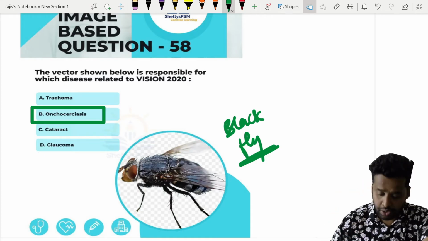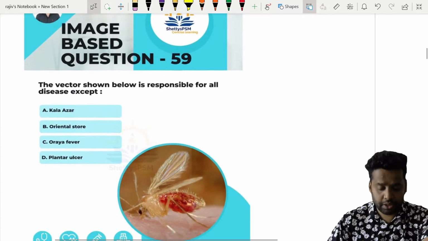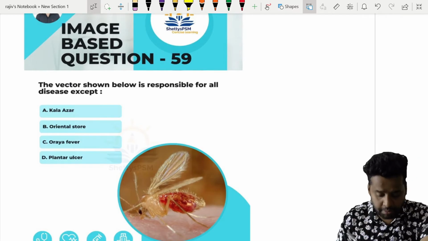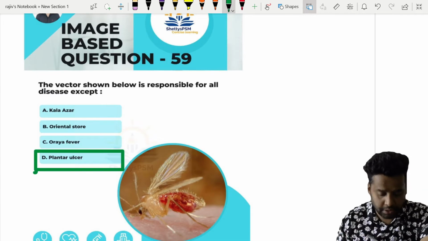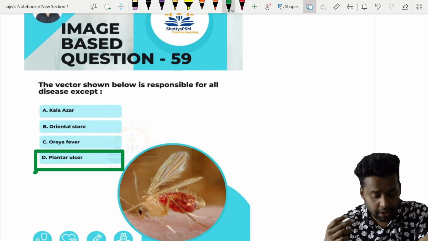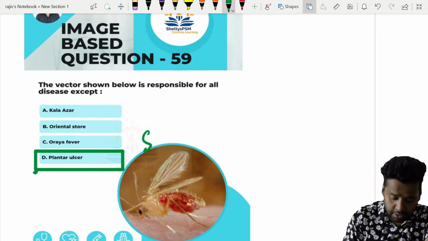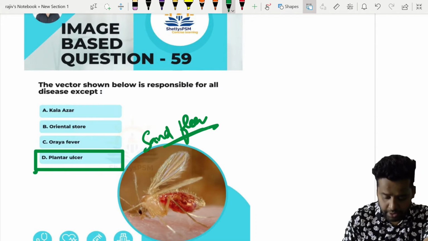That was the question. River blindness, the vector is black fly. The vector shown is responsible for all of the diseases related to this except, so this is sand fly. Sand fly is not causing plantar ulcer. Sand fly will cause kala azar, oriental sore, and papataci fever, and plantar ulcer is caused by sand flea, not sand fly.